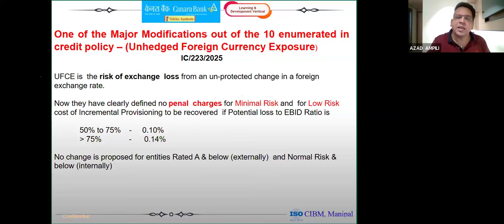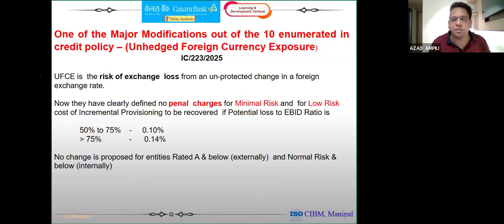Now, what is the modification? Earlier we used to have minimal risk, low risk. That low risk, they have bifurcated into minimal risk and low risk. Minimal risk, they will not have any need to make any provision. Low risk, they have to make provision. For how much is it? It is the potential loss to EBID ratio. Potential loss means last 10 years, they will see the volatility. It will be done in head office, not branch level. They will see the volatility, and what is the profit this particular customer is getting.